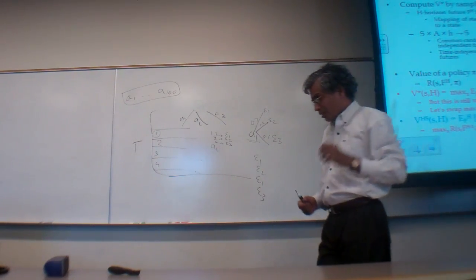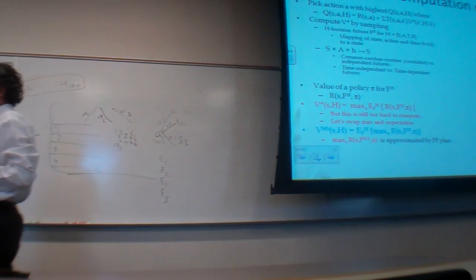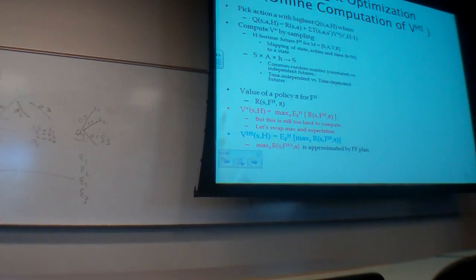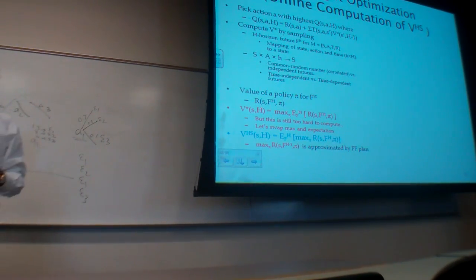Does anybody want to explain to me what's the distinction between common random number versus correlated versus independent futures? That was another thing that was discussed.